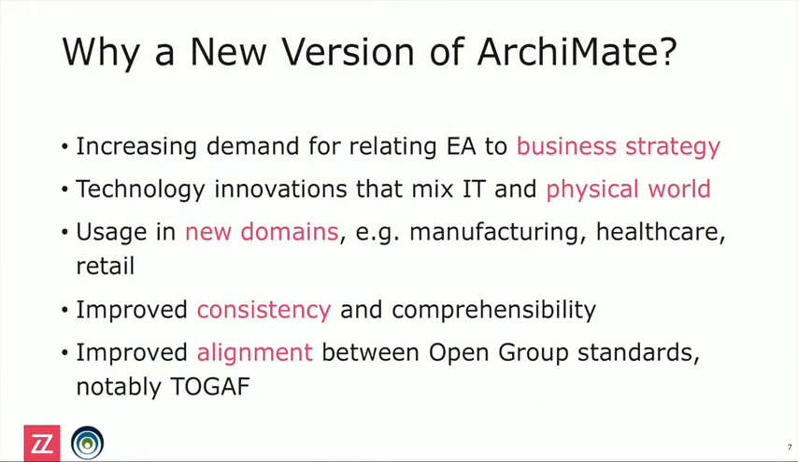So why did we develop this new version of ArchiMate, version 3 that we're now at? Well, first of all, we see an increasing demand to connect enterprise architecture to business strategy. And I think the previous two talks of this morning already addressed that. Business architecture is, I would say, a sub-discipline of enterprise architecture. Others would argue that it's something different, but I would say it's really closely related. And it needs to connect to business strategy, and we need the right concepts for doing that. So ArchiMate has been extended in that area.